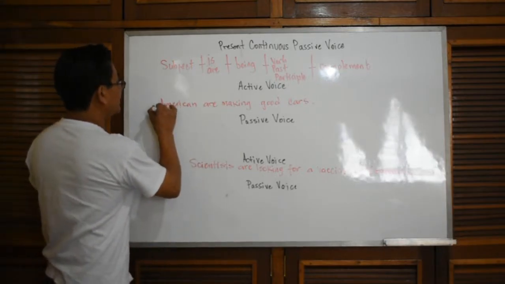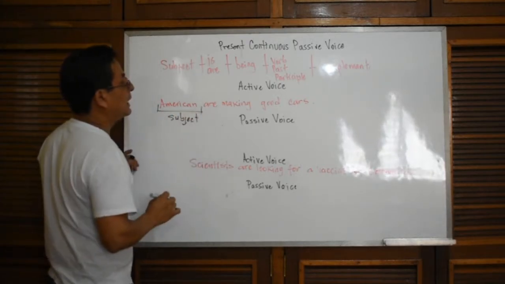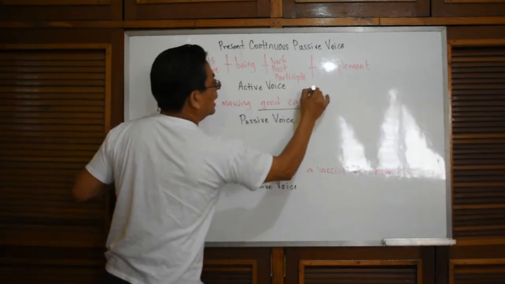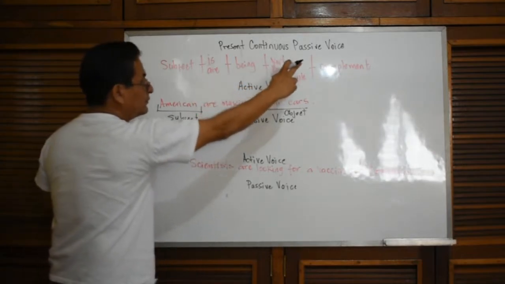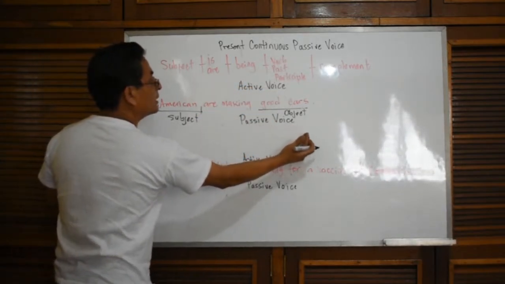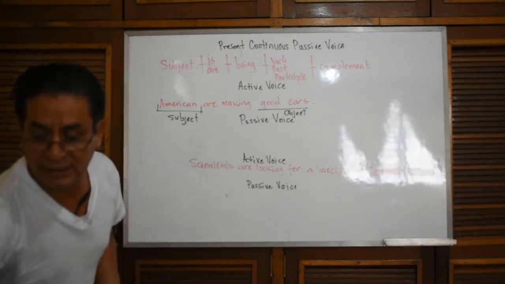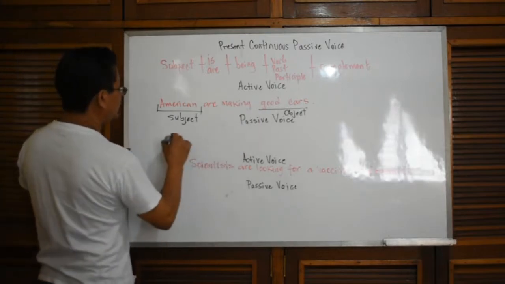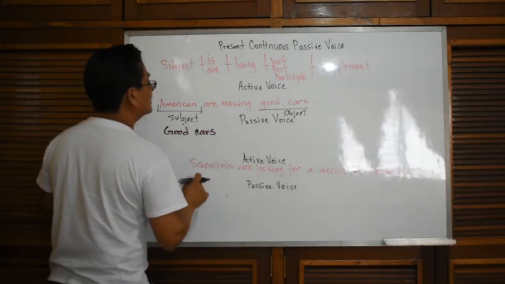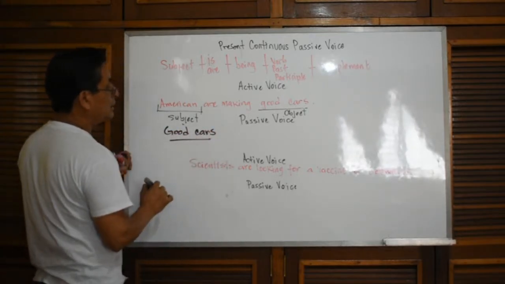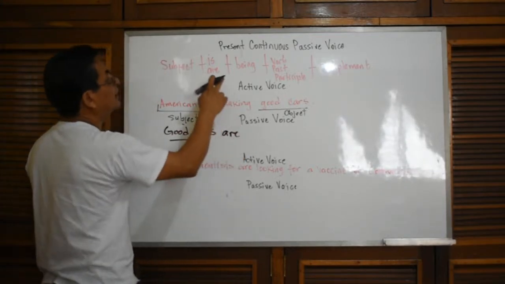In this case, American is the subject. And good cars is the object. But in passive voice, the object becomes the subject. So we say that the good cars, since this is plural, we use are. That is the plural form of the verb be.